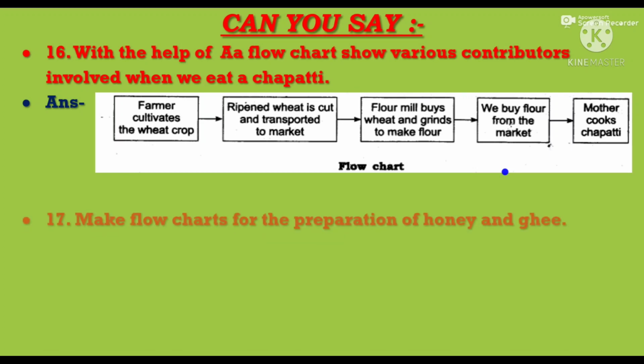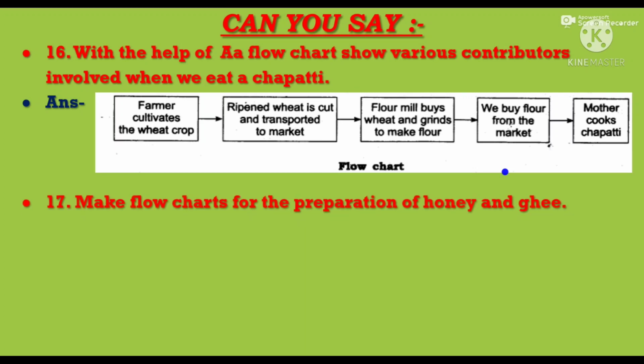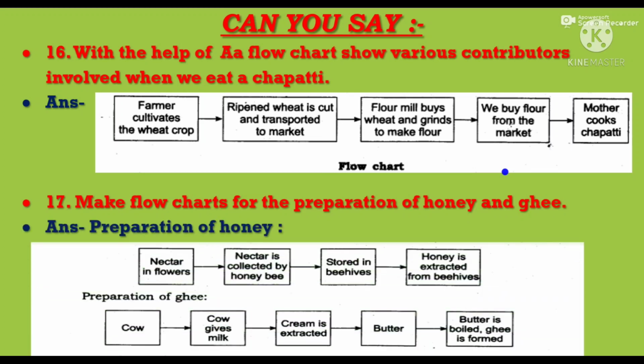Okay. Now make flowcharts for the preparation of honey and ghee. Yes, we can make it like this. Preparation of honey: nectar in flowers. Then nectar is collected by honeybee. Then stored in beehives. Then honey is extracted from beehives. So this is the preparation of honey chart.